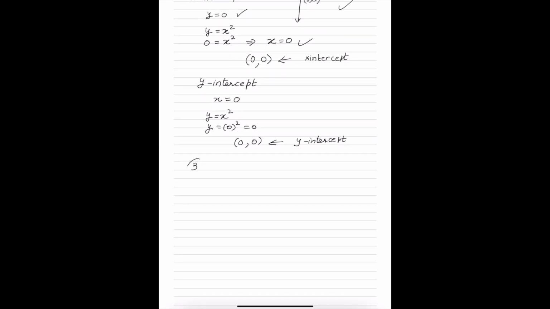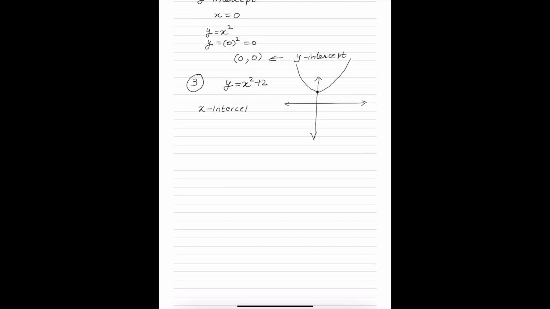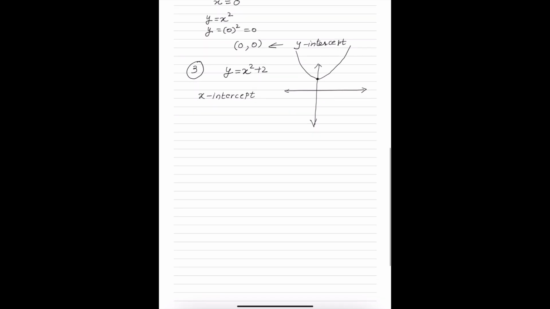We can also try one more example. Let's say we have a graph y equal to x square plus 2. Let's first have a look at the shape of the graph y equal to x square plus 2. Now we want to see what are the x-intercept and y-intercept for this curve y equal to x square plus 2. X-intercept is the point where the graph is cutting x-axis. So for finding x-intercept, we will put y equal to 0 in the curve y equal to x square plus 2.